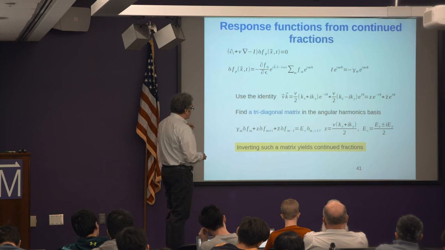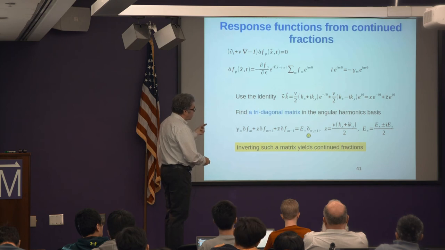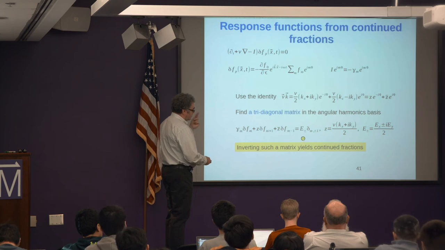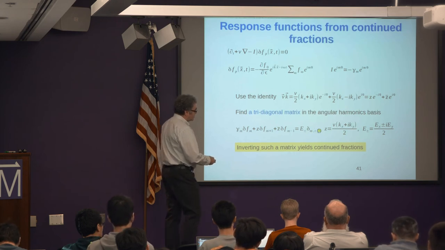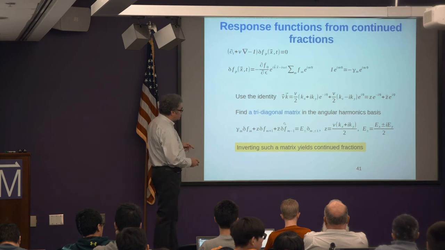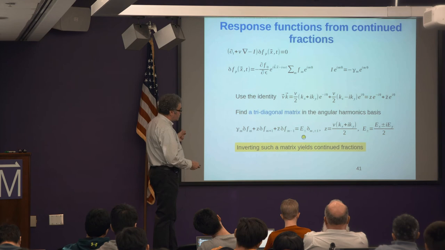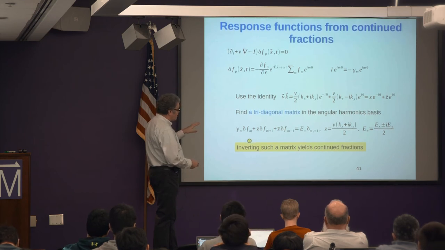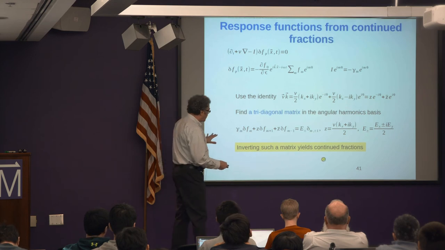And then if you add an electric field to that, you get source terms with m equal plus 1 and minus 1, because the electric field couples to harmonics of current, which are m plus and minus 1 harmonics, right? And so now if you want to calculate conductivity or viscosity, you just need to invert a tri-diagonal matrix. Inverting a tri-diagonal matrix leads quite naturally to continued fractions.